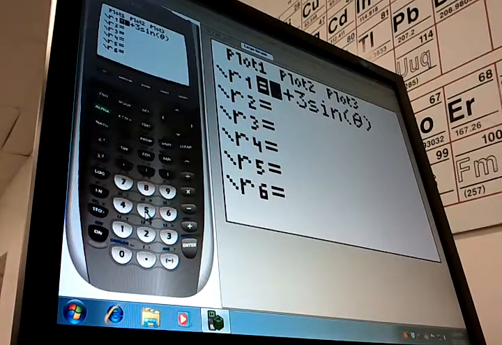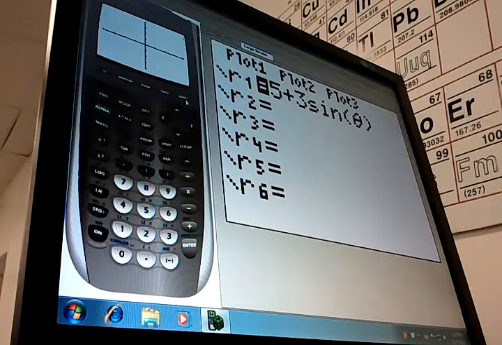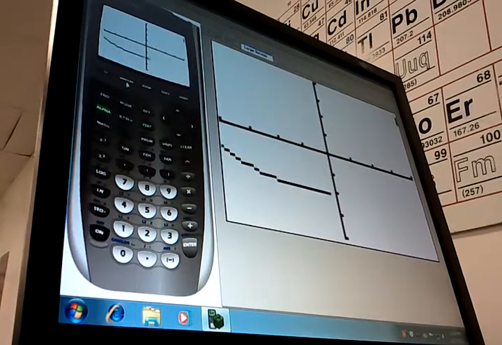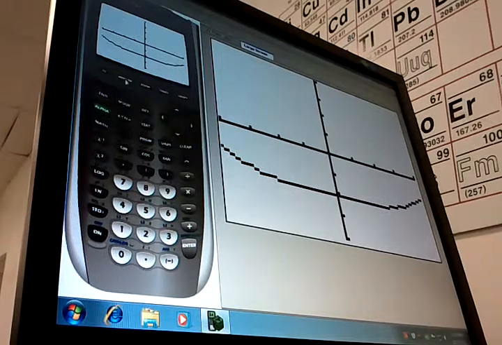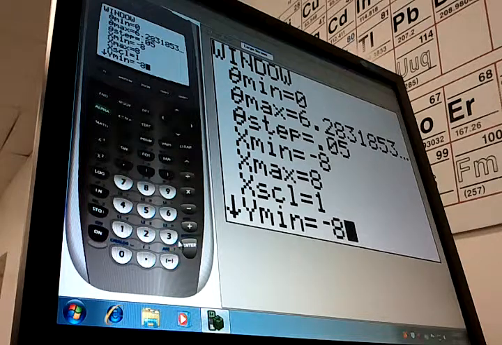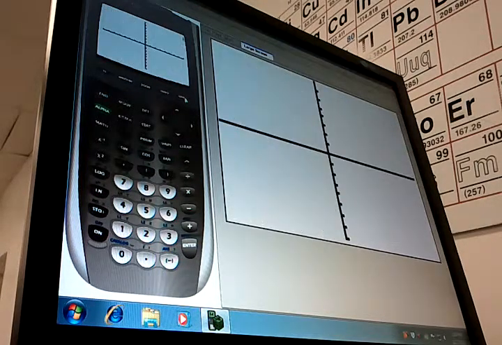Now, if I make, what did I have? I just had 1 plus 3 earlier. Yeah, let's make this 5 plus 3. Let's make that one bigger. Of course, now my window needs to change. Let's change my window. I need to be able to see out. Let's go out to negative 8 to 8. Let's see what that does.